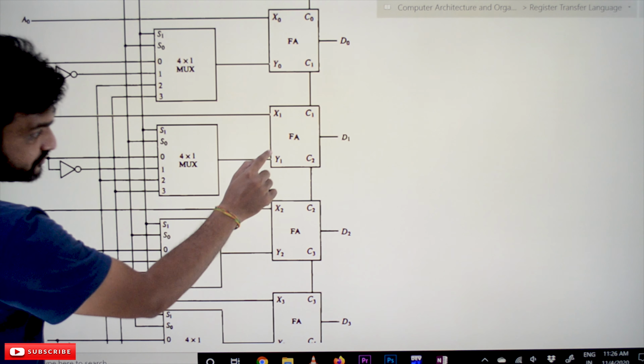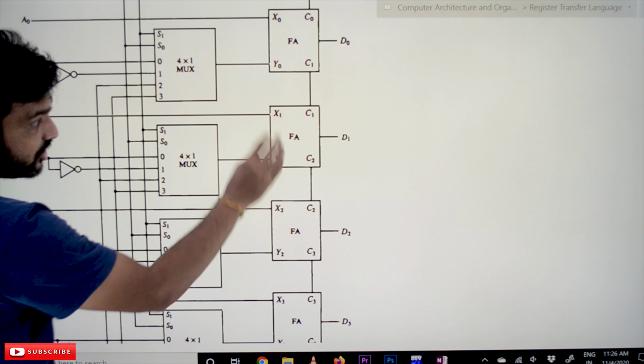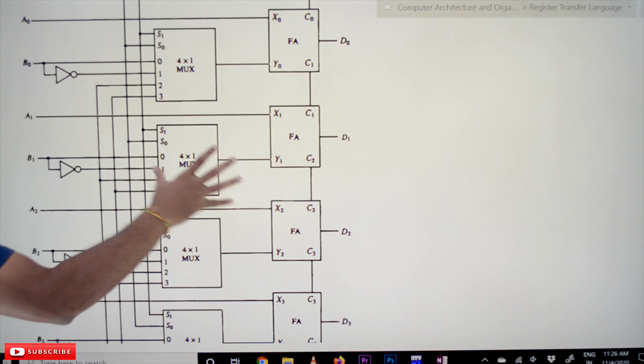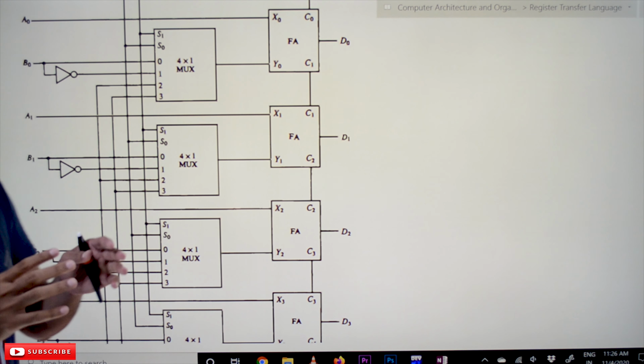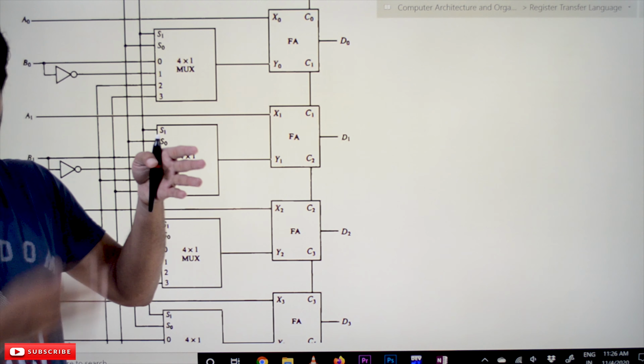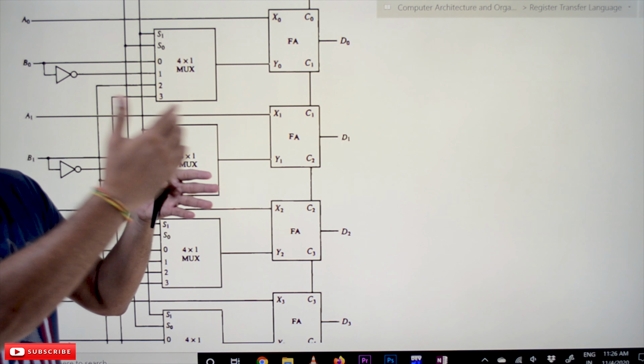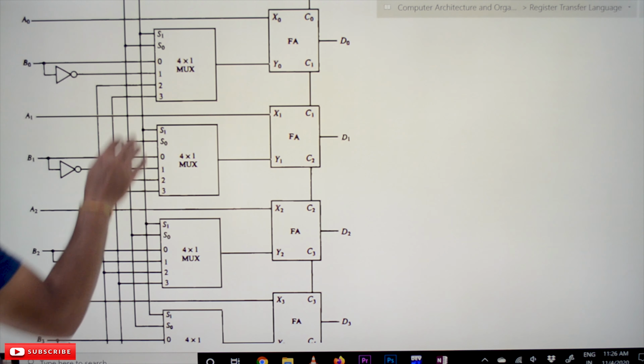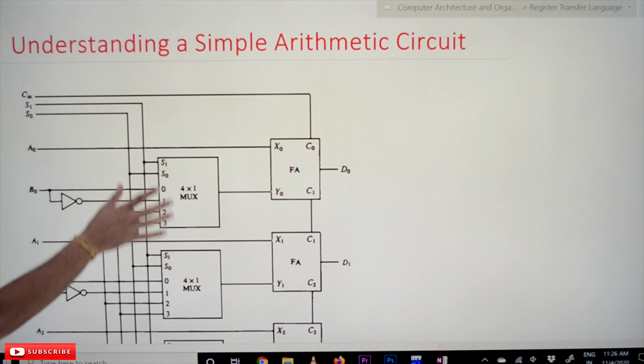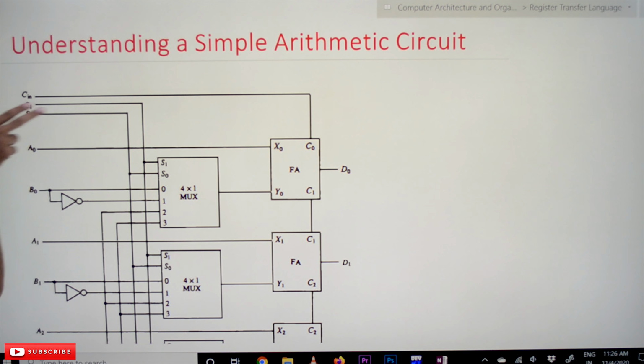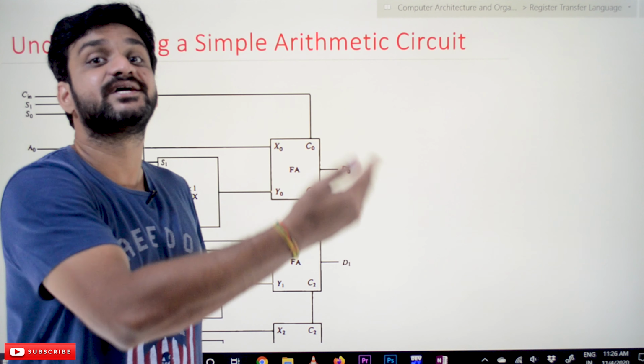So the input Y of this binary adder is connected to the multiplexer, and that multiplexer is a 4x1 multiplexer, 4 inputs, 1 output. All the select lines of the multiplexers are interconnected. See here, the select lines S0 and S1 are connected to each and every multiplexer. For a specific value of S0 and S1, a specific output will get generated.